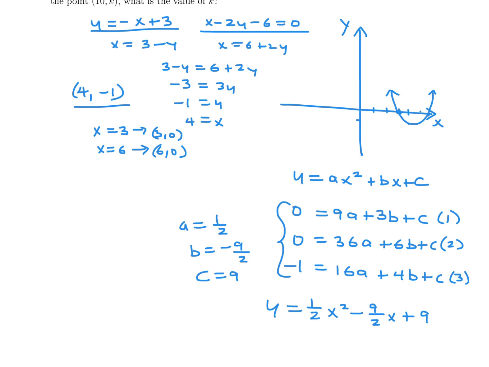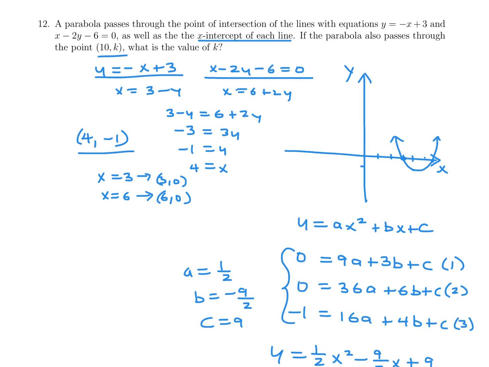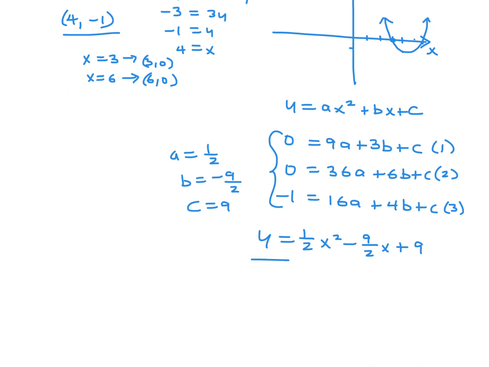And then you substitute that (10, k) that they wanted us to put in. Where is it? Up here. That point (10, k). So you substitute in there: 10 for the value of x and k for the value of y. So k would be 1/2 times 10 squared minus 9 over 2 times 10 plus 9. And when you crunch out these numbers, you'll get k equal to 14.